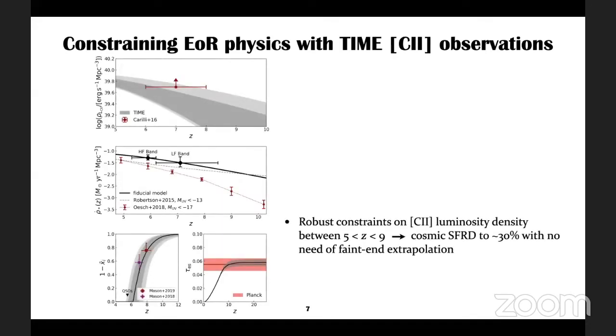Okay, so from the power spectrum measurement, we expect TIME to, first of all, place some robust constraint on the [CII] luminosity density between redshift from about 5 to 9, as shown here. And the cosmic star formation rate density can then be constrained to about 30% by marginalizing over the [CII] parameters involved. It is important to know that such a constraint from intensity mapping like TIME will not be dependent on assumptions about the faint end extrapolation.